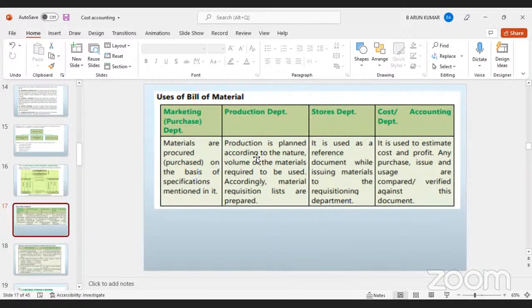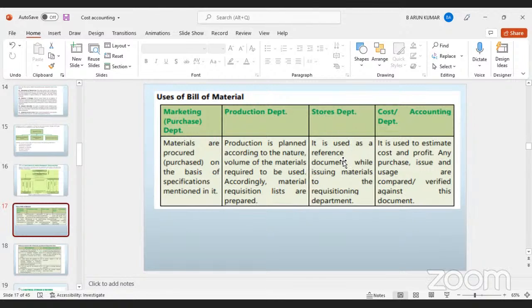Next is the production department. Production is planned according to the nature and volume of materials required to be used. Accordingly, material requisition lists are prepared. Based on what we planned before purchasing materials, we use that volume of materials. Based on that, we use those materials, and ultimately we prepare the final products.